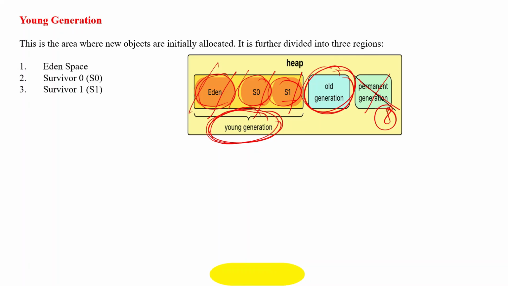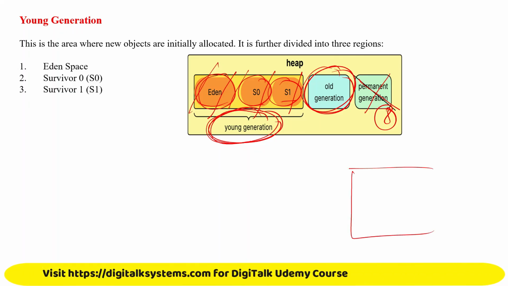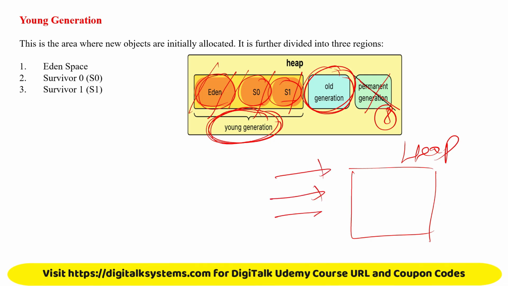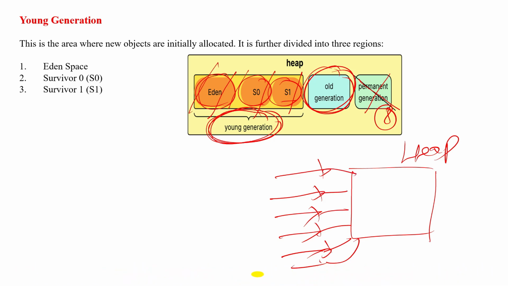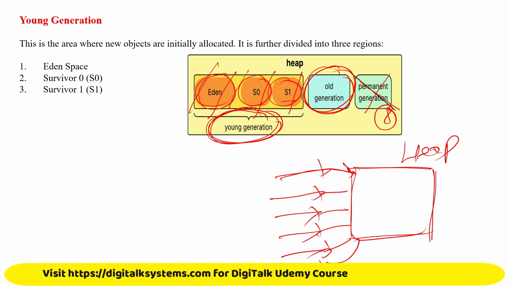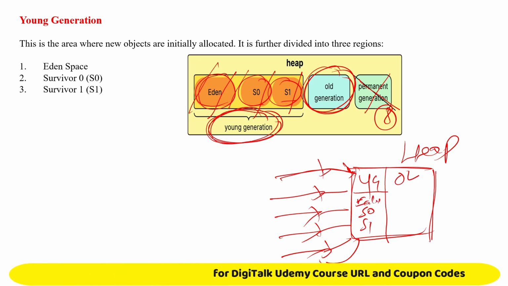So what happened? Whenever new objects are getting created, for example, this is your heap. The requests are coming from the client, like this one. They are all getting processed by your heap, right? The objects are getting created here. So whenever a new request connects to your heap, as I said, in the heap we have two partitions, young generation and old generation. This young generation has three parts, Eden, S0 and S1, right?